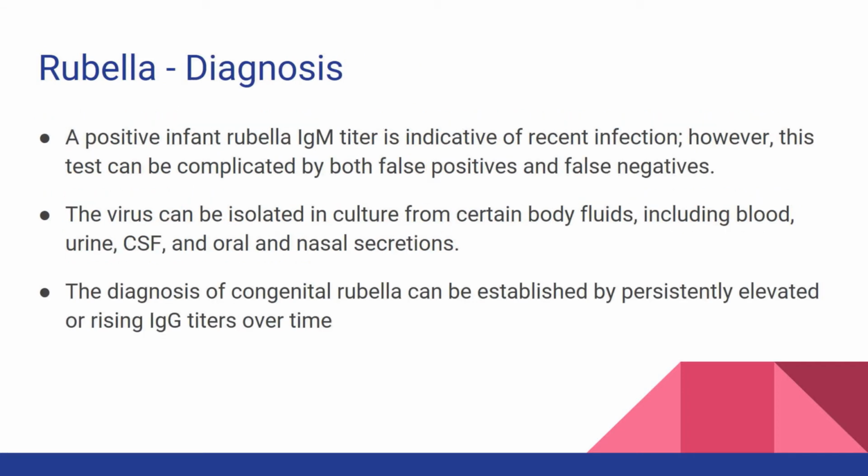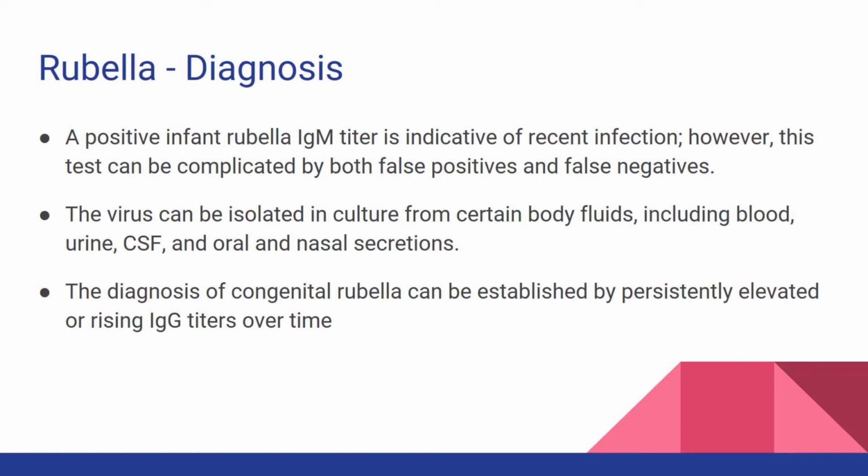So diagnosis. A positive infant rubella IgM titer is indicative of recent infection. However, it can be complicated by both false positives and false negatives. As such, the gold standard is to do a viral culture. You can do this from body fluids, including blood, urine, CSF, and oral and nasal secretions. Interestingly, the oral and nasal secretions are the most accurate in terms of obtaining a viral culture.